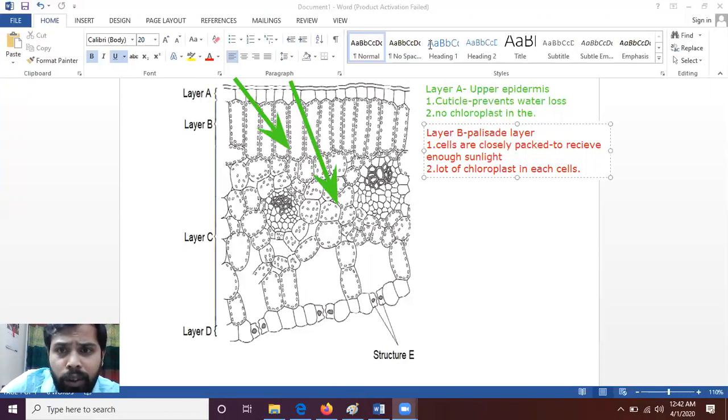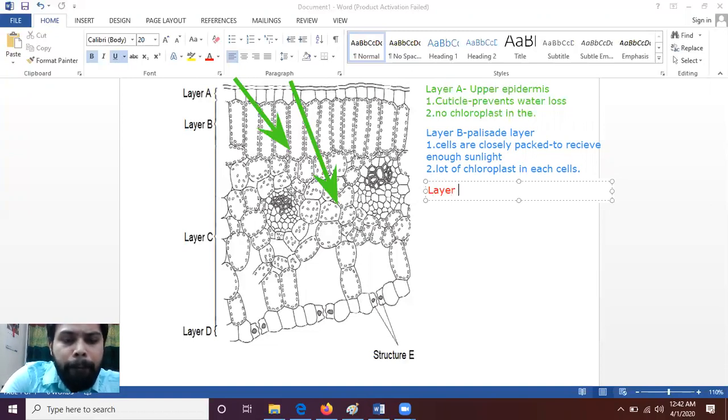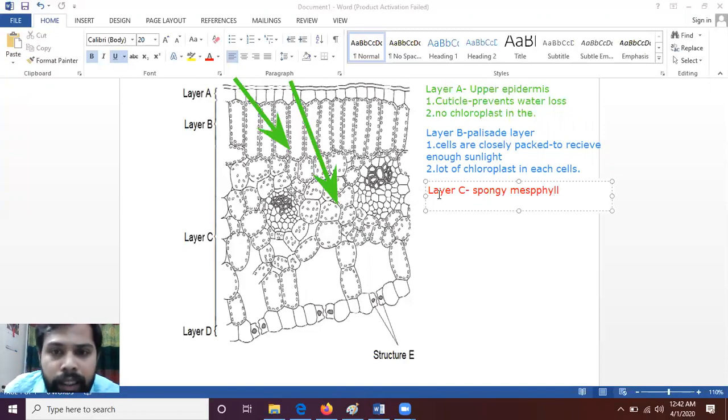Now we'll go for layer what, C. Okay, so let me change the color. Okay, so for layer C, as I've said, this layer is called spongy mesophyll. All right, so layer C is called the spongy mesophyll layer.